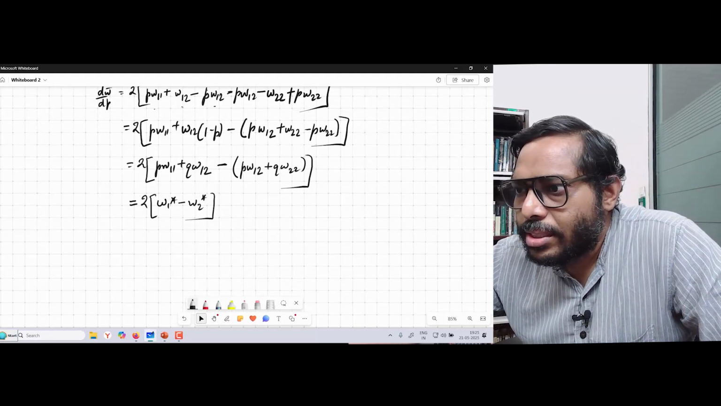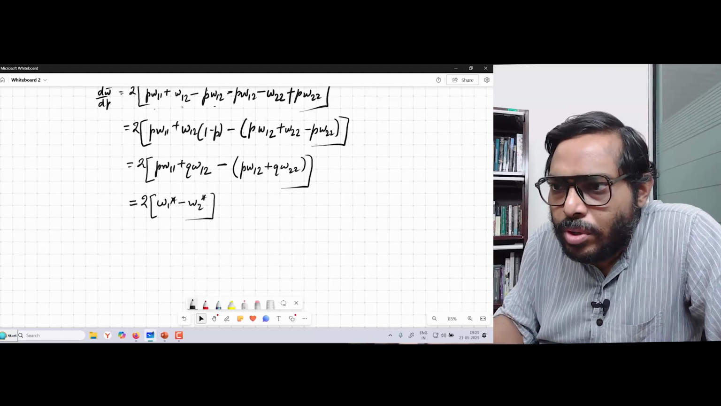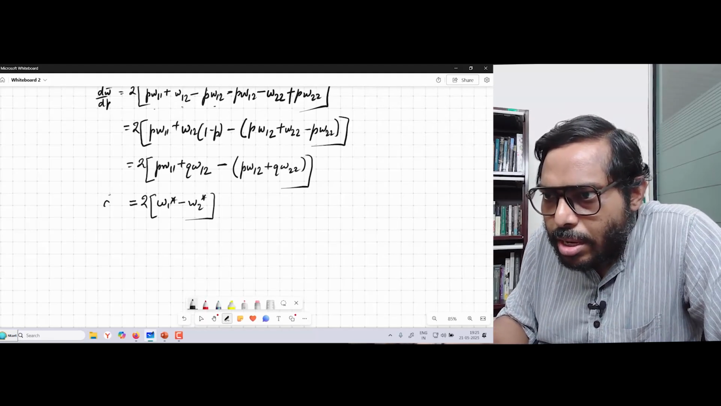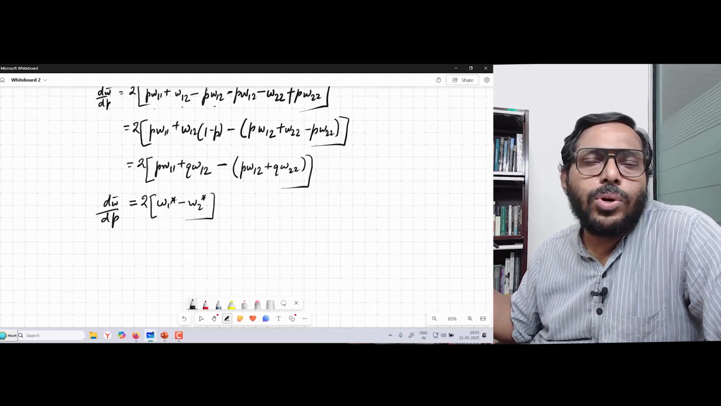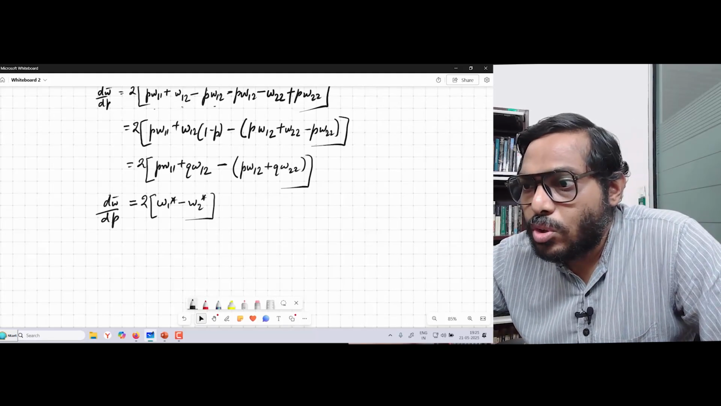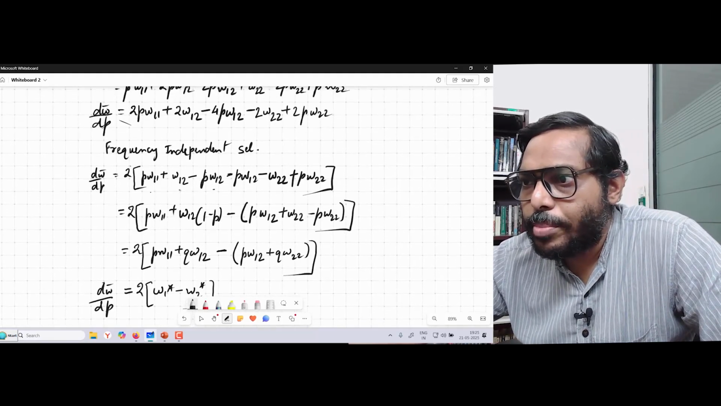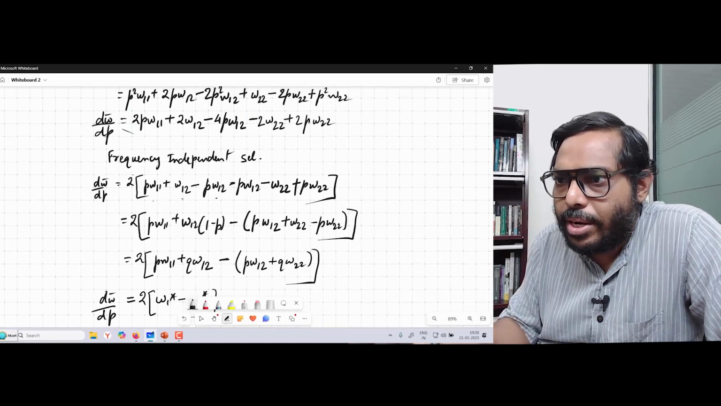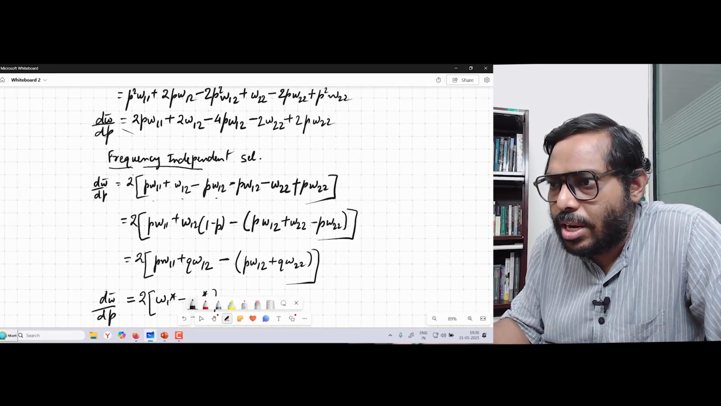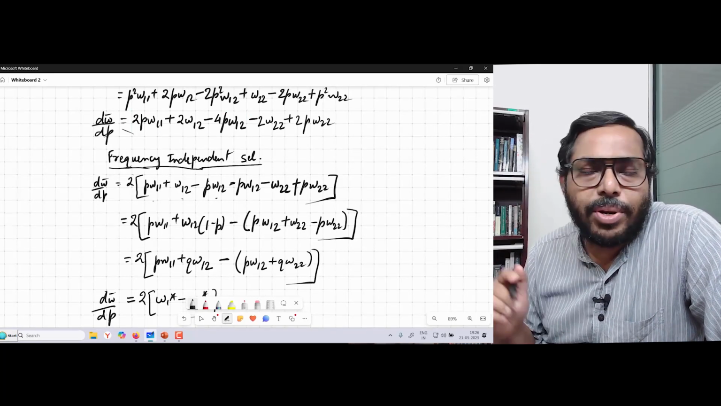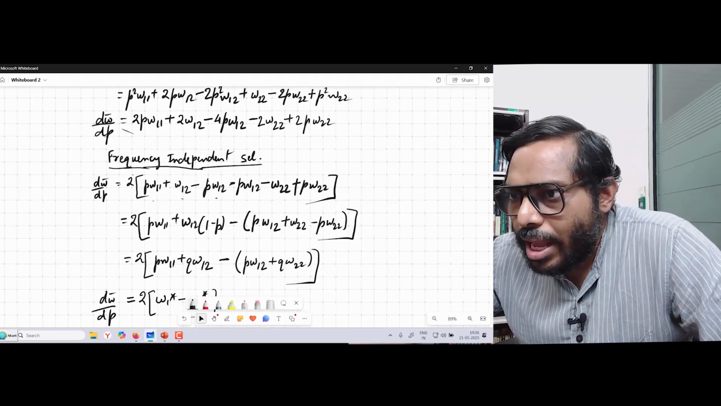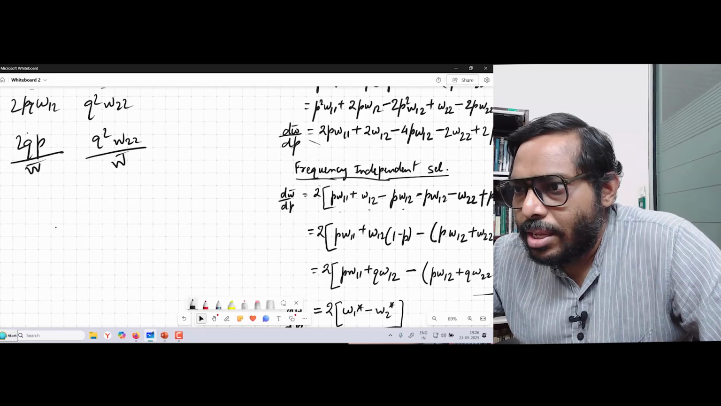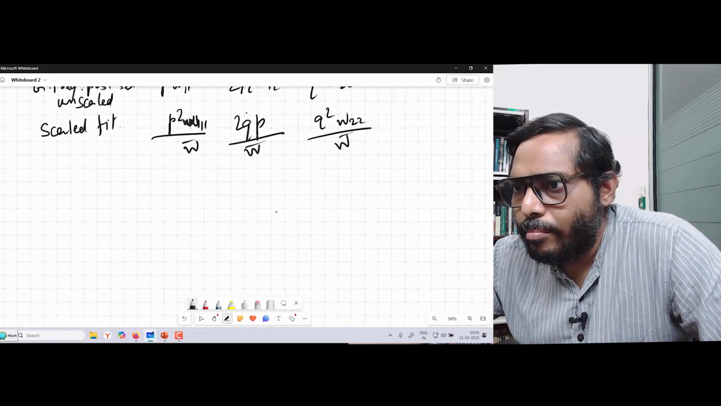This is the third relationship that we need to develop, that dW bar dP is equal to 2 times W1 star minus W2 star, assuming that our genotypic fitnesses are frequency independent. Again, I cannot stress this enough. This is assuming frequency independent selection. Great. So now that we have these things, let's come back to our main stuff.